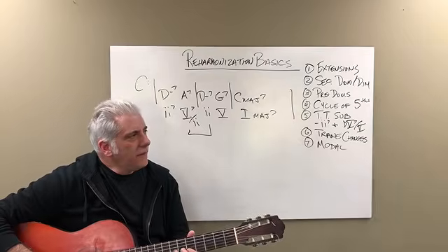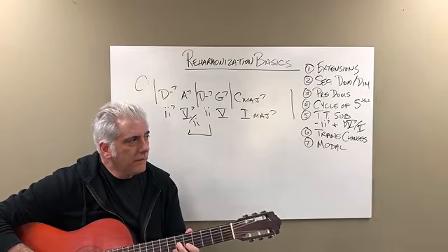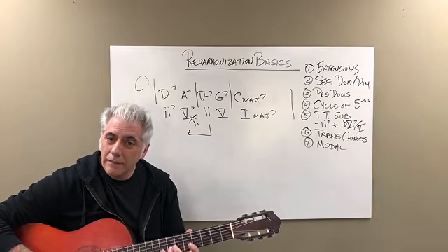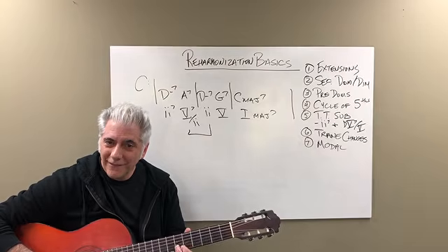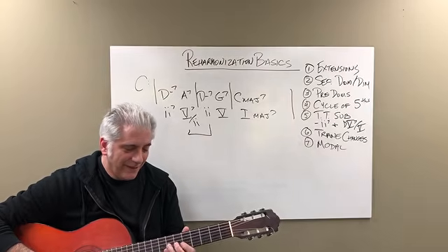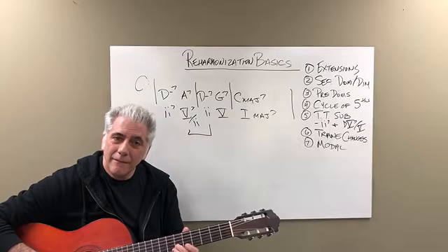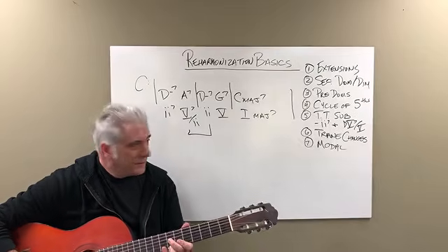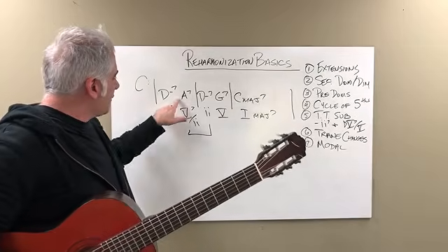So I can go, almost a lick. I played almost the lick. That would be using this secondary dominant.